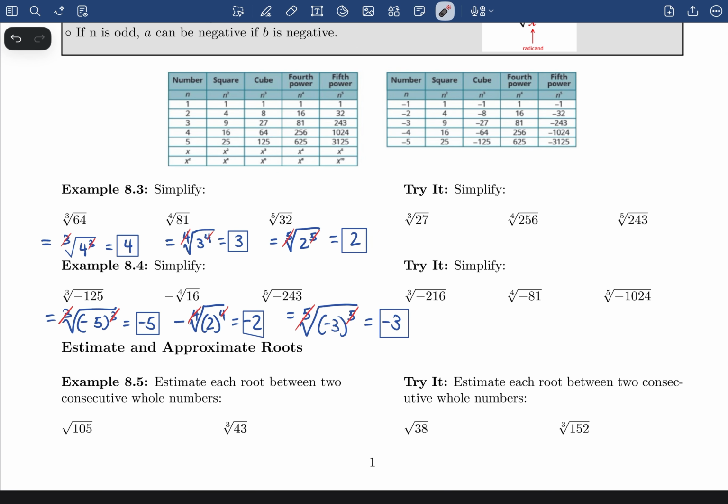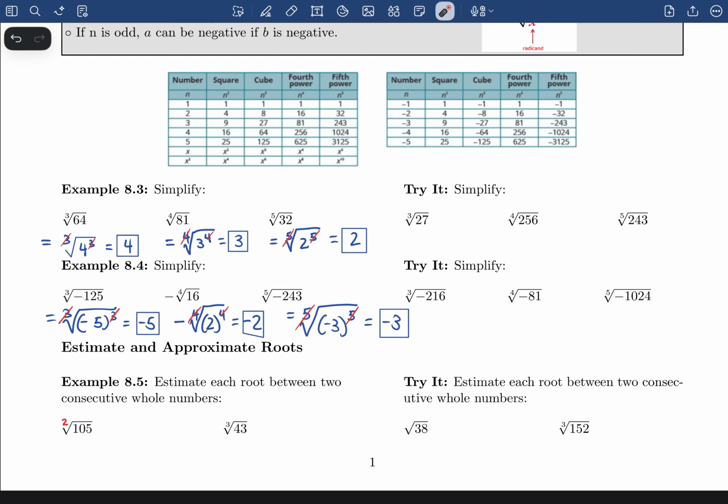Let's now discuss estimating and approximating roots. So in example 8.5, we're asked to estimate each root between two consecutive whole numbers. And this one says the square root of 105, and this one says the cube root of 43. And your brain, like mine, would say, well, 105, that's not a perfect square or a perfect cube. And 43, that's not a perfect cube. Because, here, remember, if the index is invisible, we can make it visible too. This is a square root. So 105 isn't a perfect square, and this is a cube root. 43 is not a perfect cube.